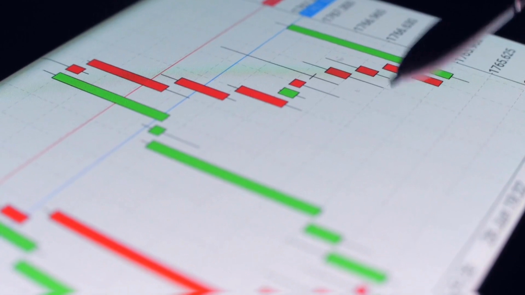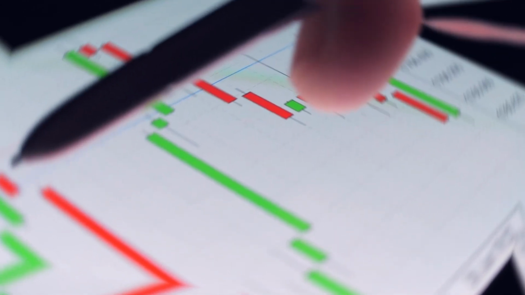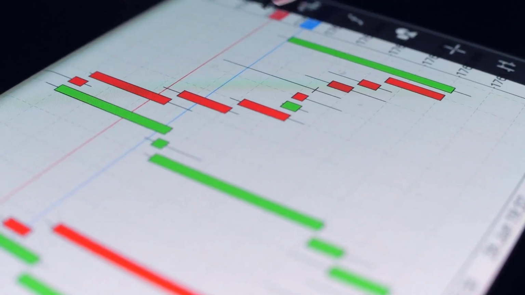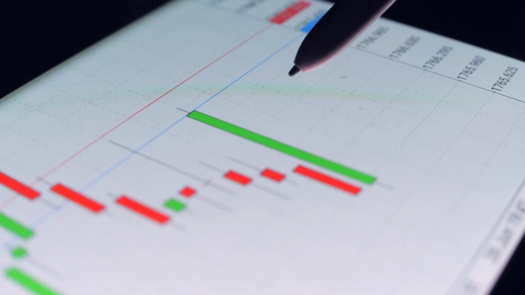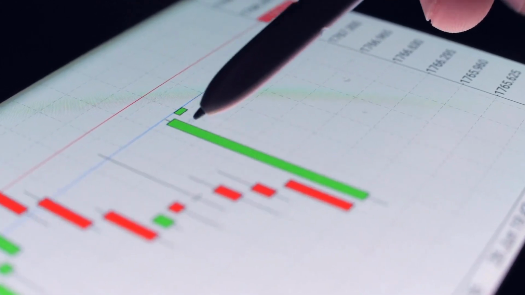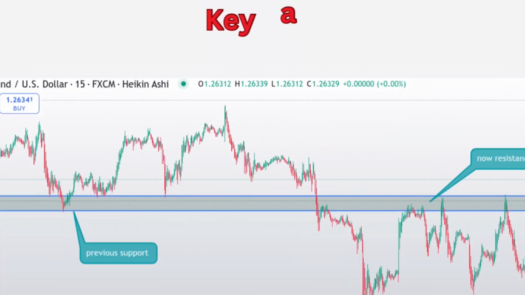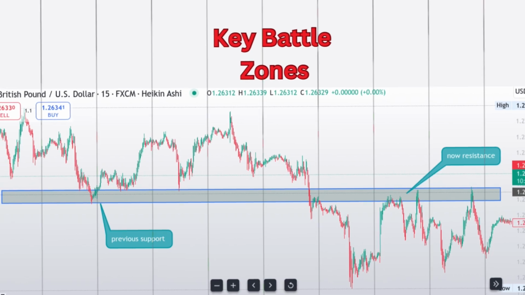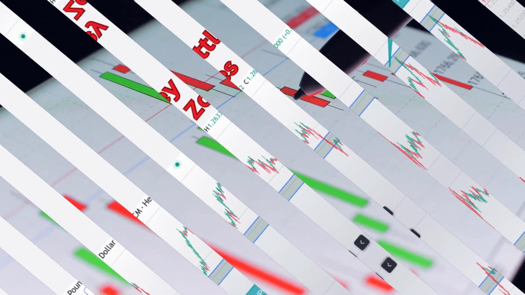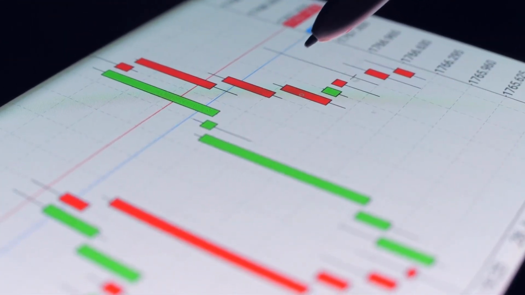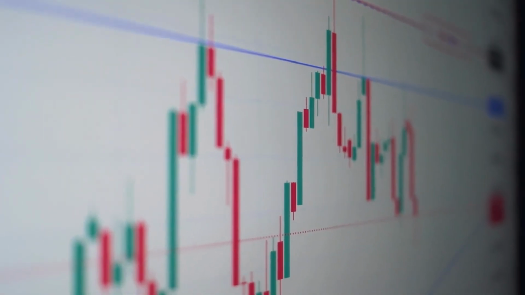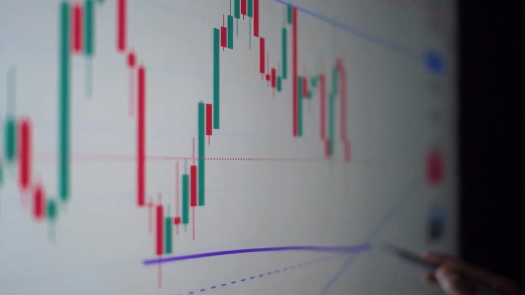Because every candle, every wick tells a story, it's very important for us to identify who's in control. Is it the buyers or the sellers? And where are the key battle zones that these buyers and sellers are fighting to win? Where are these zones on the charts? And once price gets to these zones, what is likely to happen next?